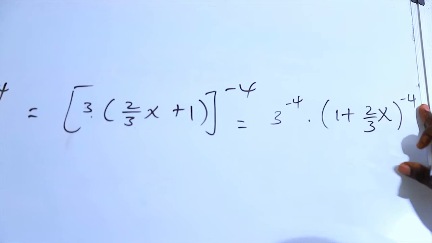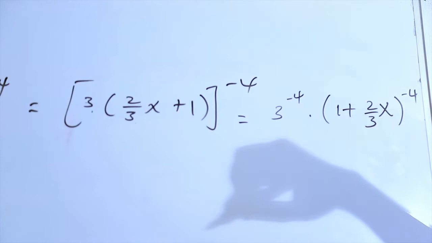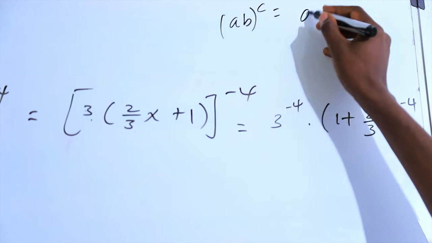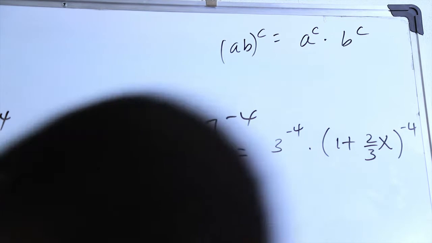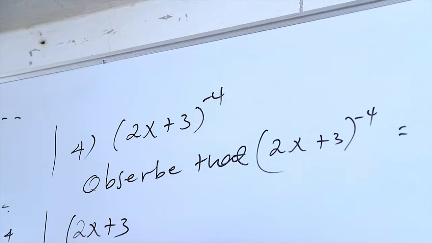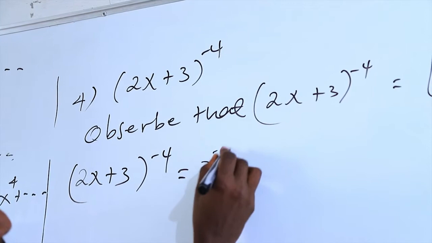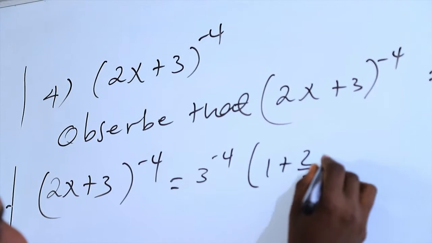But this power is actually common because of the rule: the expression a times b to the power of c means a to the power of c times b to the power of c. Because of this rule and commutativity, we have the expression. Therefore, now 2x plus 3 to the power of minus 4 is exactly equal to 3 to the power of minus 4 times 1 plus 2 over 3x, the power of minus 4.